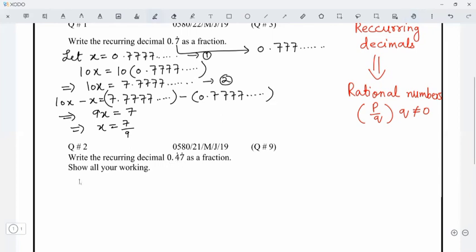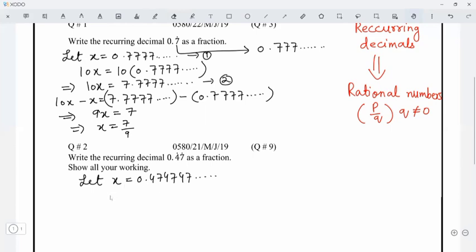So we have to start. Let x equal 0.47 recurring. How do we write it as a recurring decimal? It is 47, then again 47, then again 47, and so on. This means that 47 is repeating itself infinitely many times. What is the next step?